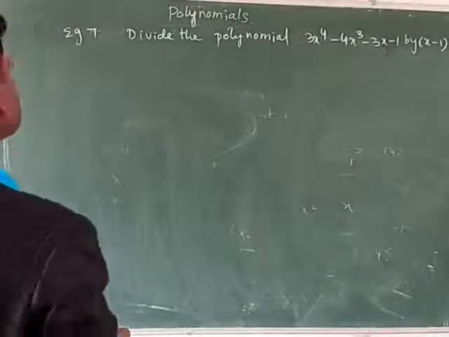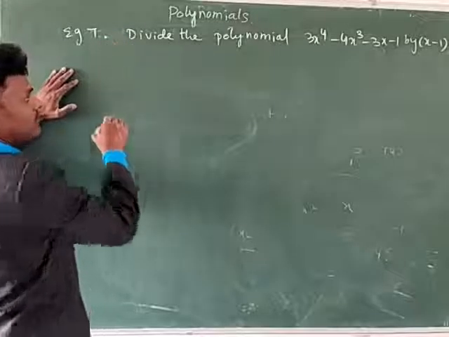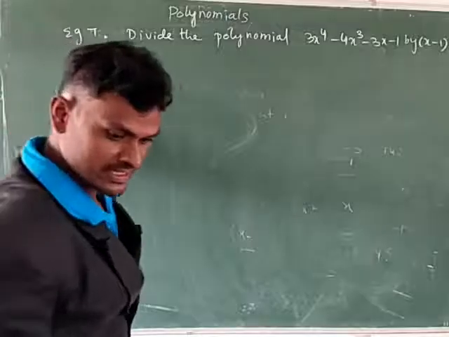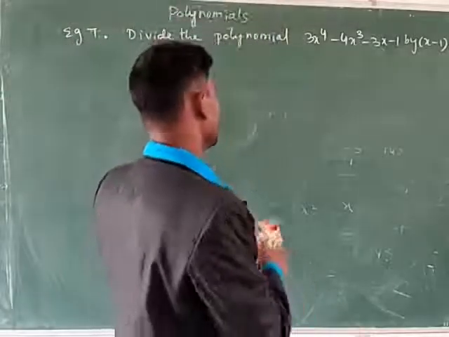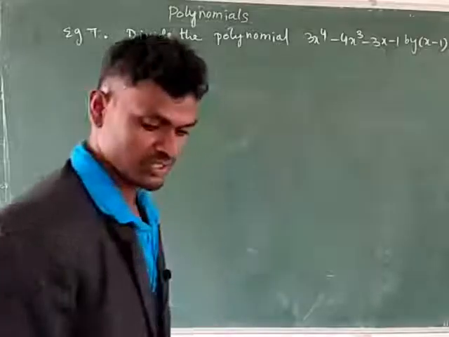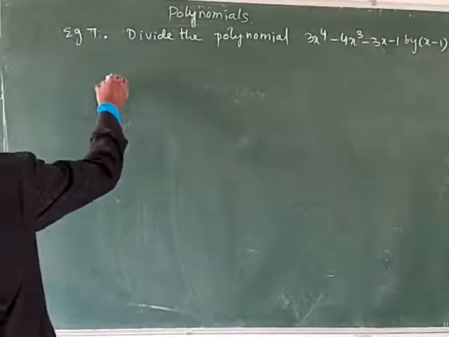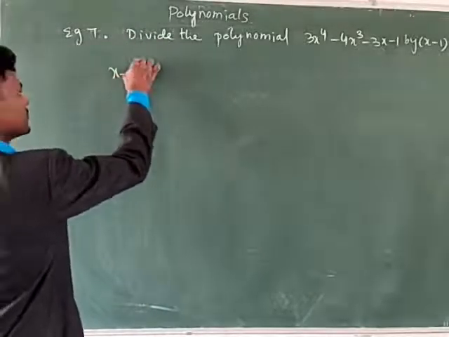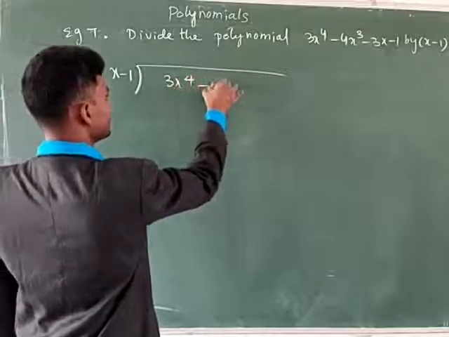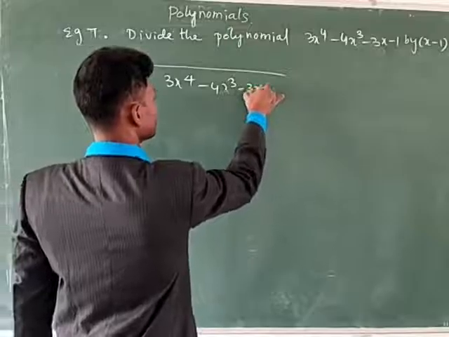Okay, divide, this is example 7. Divide the polynomial 3x to the power of 4 minus 4x cube minus 3x minus 1 by x minus 1 using the long division method. You have to write here x minus 1 divides 3x to the power of 4 minus 4x cube minus 3x minus 1.